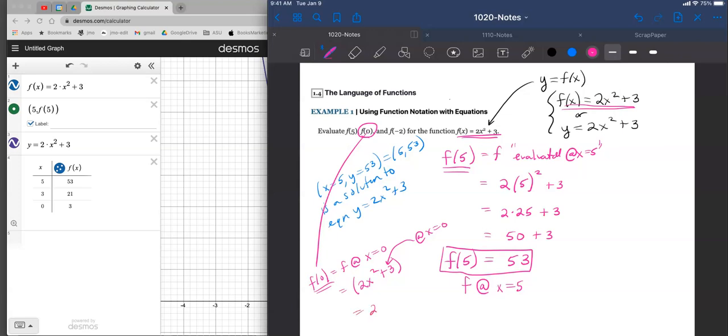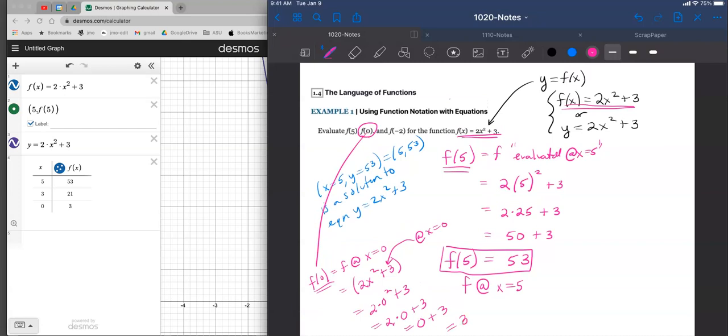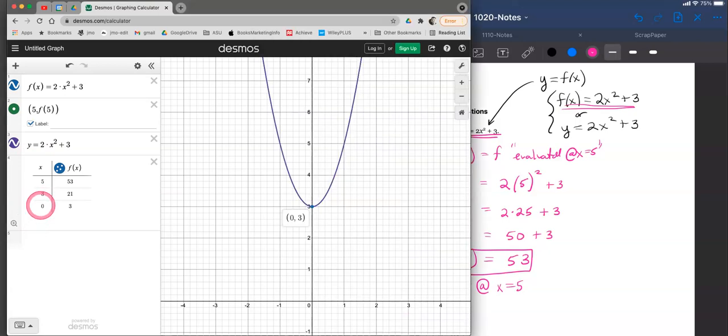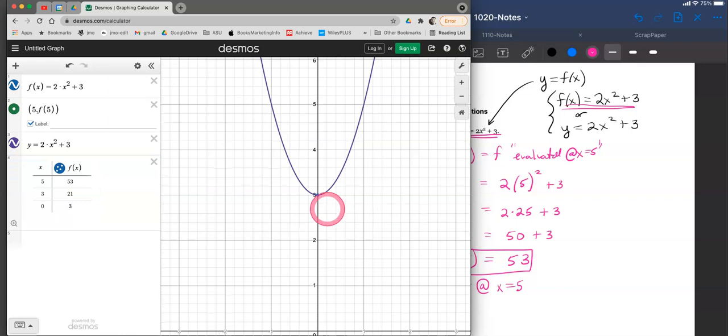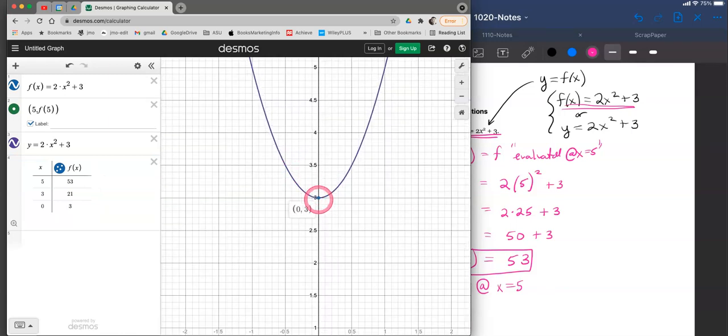So then this would be 2 times 0 squared plus 3. Do the powers first. 0 squared is 0. Do the multiplication next. That 2 times 0 is 0. And then finally you can do the addition last. And that's why we are finding that the function evaluated at 0 is in fact equal to 3. And we can see that (0, 3) is a solution of this equation because this dot right here, (0, 3), appears as a point on the graph of the function.